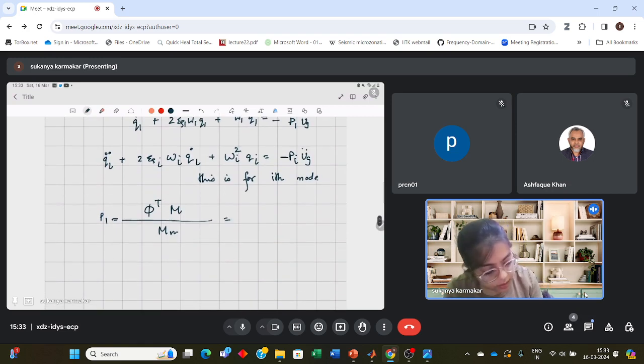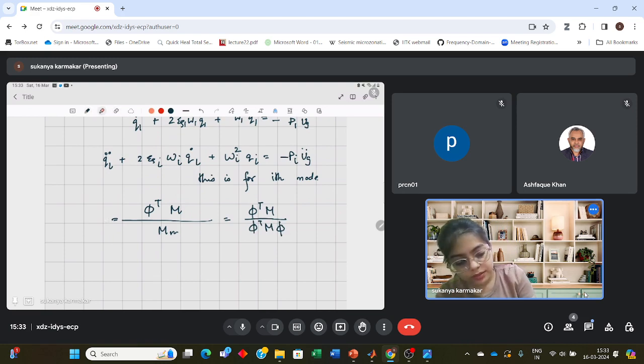And what is this Mn? This is phi transpose M. The Mn matrix is phi transpose M phi. You can say this will give me the participation. If this is a 3 degree of freedom system, it will give me the 3 participation factors.